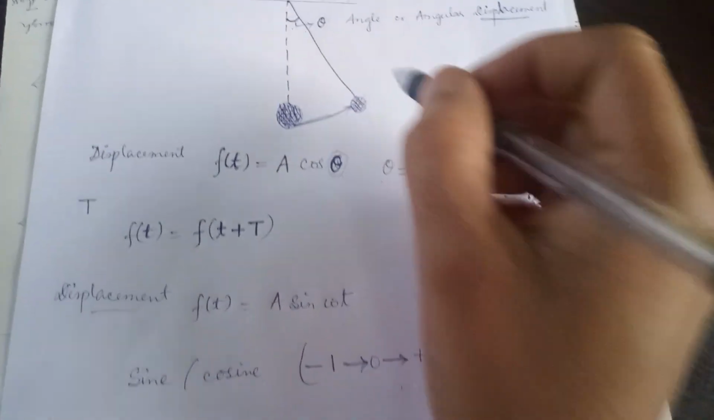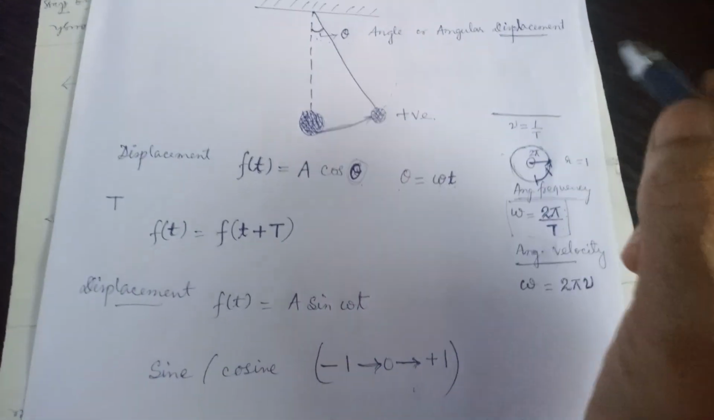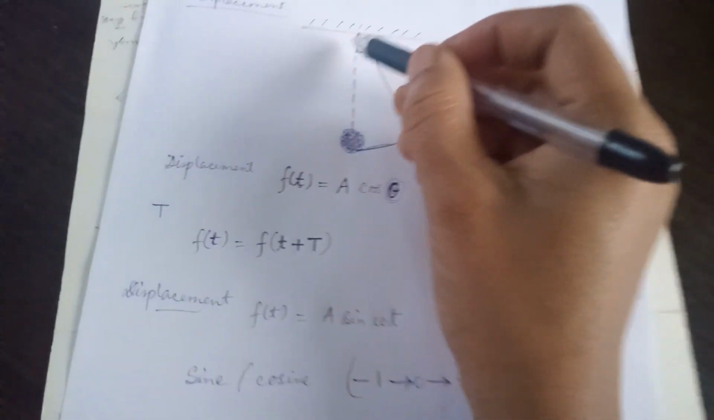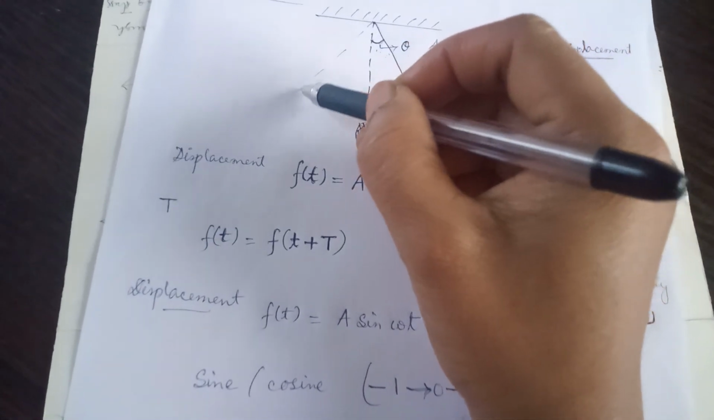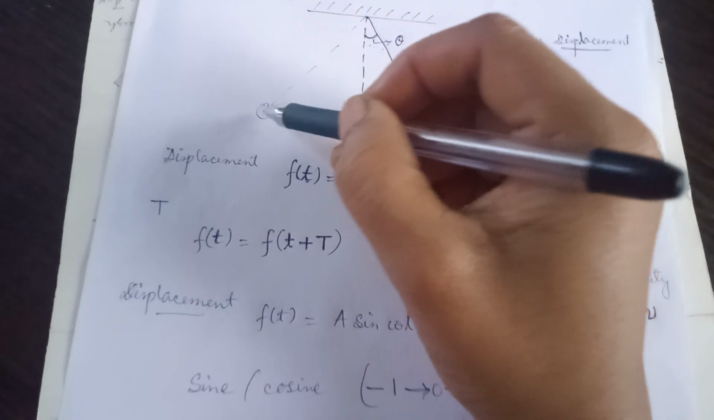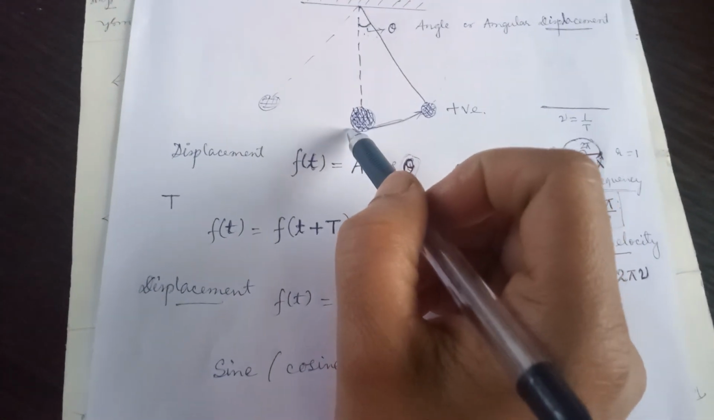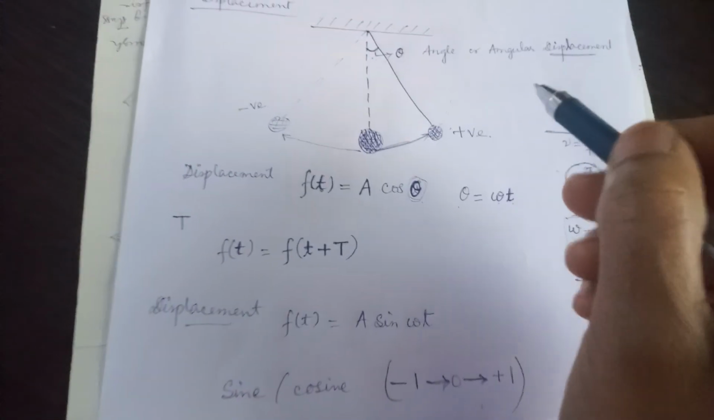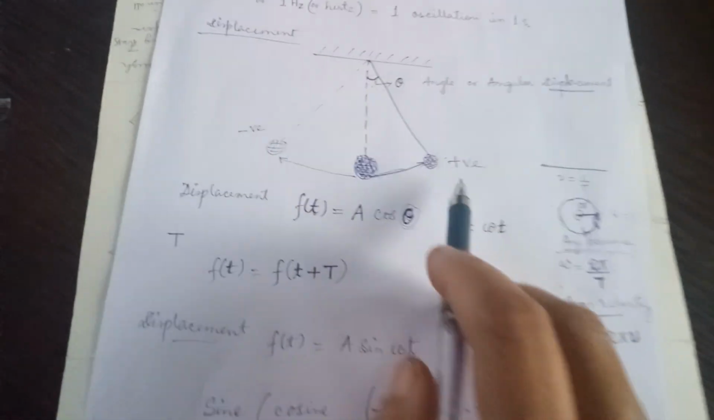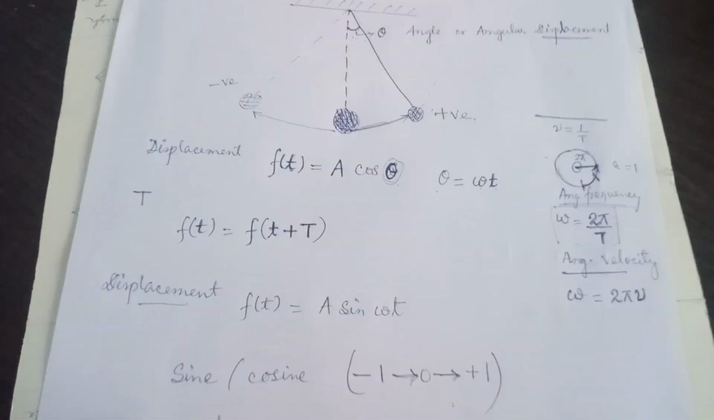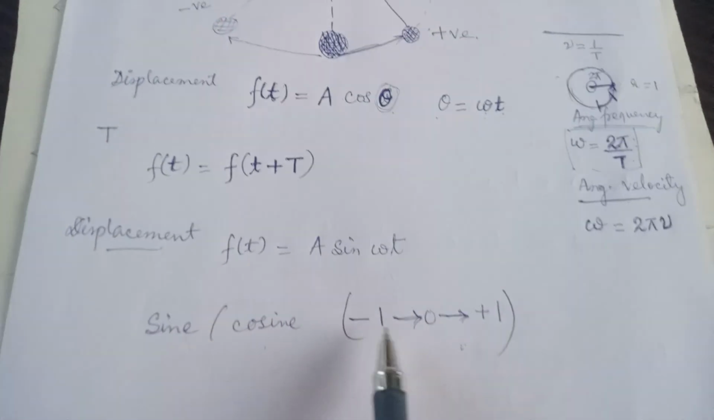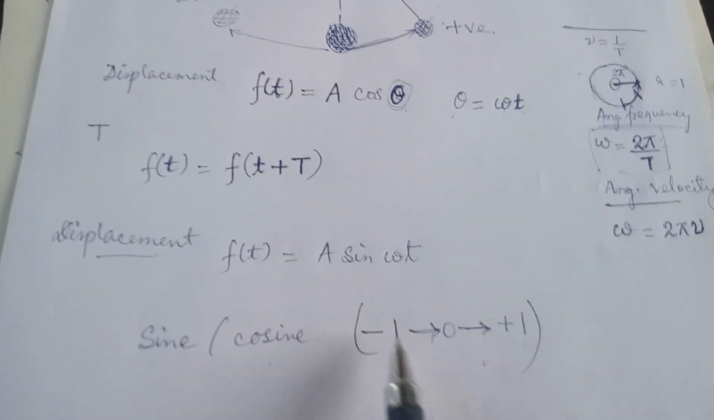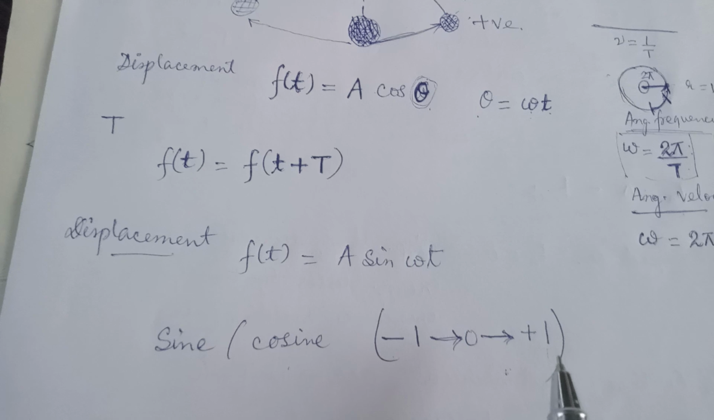For some time it moves in positive direction, and after some time it passes through 0, that is mean position, and again by time small t it moves or displaces in the opposite direction of this. So let us take it as negative part. Okay, so as pendulum moves from one side to another, in the similar way sine and cosine values also vary, or move from negative value to the positive value.